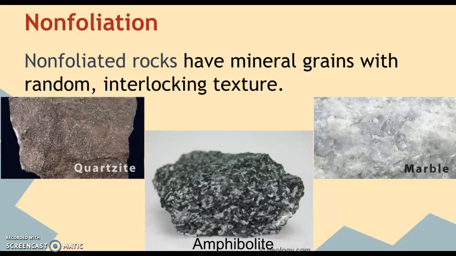We also have non-foliation or non-foliated rocks. And these have mineral grains with random interlocking texture. So they don't have the lines that you see in a foliated metamorphic rock. Examples of this are quartzite, which we saw earlier, amphibolite, and marble. So they have random grains, not lines. Looking at the amphibolite, for example, it's basically speckled black and white. No lines here.